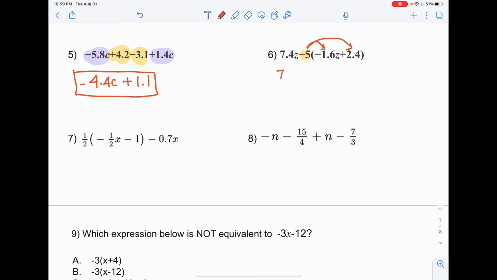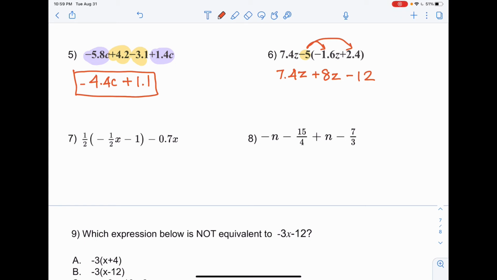So let's rewrite 7.4z. And then negative 5 times 1.6, 5 times 6 is 30, negative 5 times negative 1, it's going to be 8. And positive 8, and then we have z here. And then negative 5 times 2.4 will be negative 12.